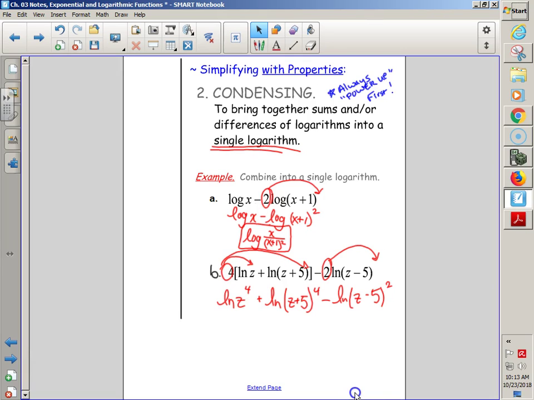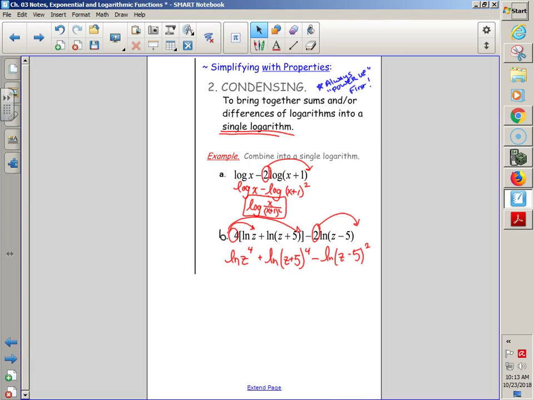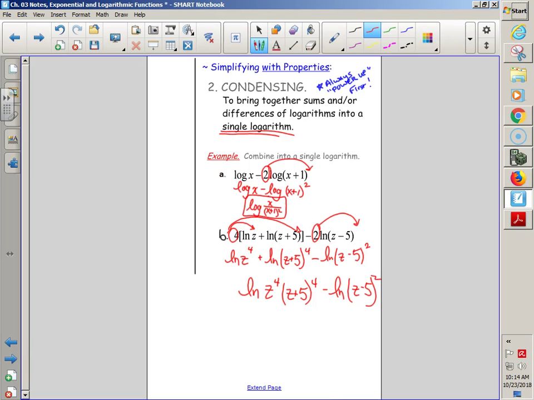And now, kind of like PEMDAS again, we go right with our products and quotients. Powers first, now products, quotients. Every time we see a plus, what can we do? Yeah, we can combine, since the bases are the same, into a multiplication. And if you want, you could technically separate this last step and say, okay, first of all, make it a product. Yay, it's a product. And then you could go ahead and say, now make a quotient.